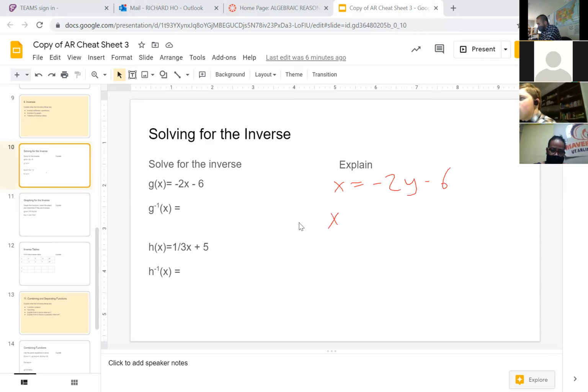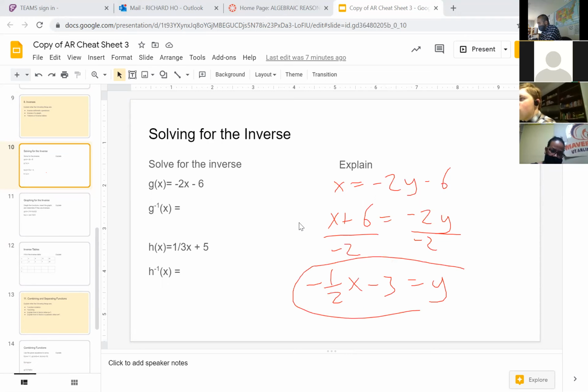So x plus 6 equals negative 2y, and then you divide by negative 2. So you have negative 1/2 x plus 6 divided, oh no, it's a minus. Minus 3 equals y. So this would be the inverse of that first one. Switch x and y, solve for y.